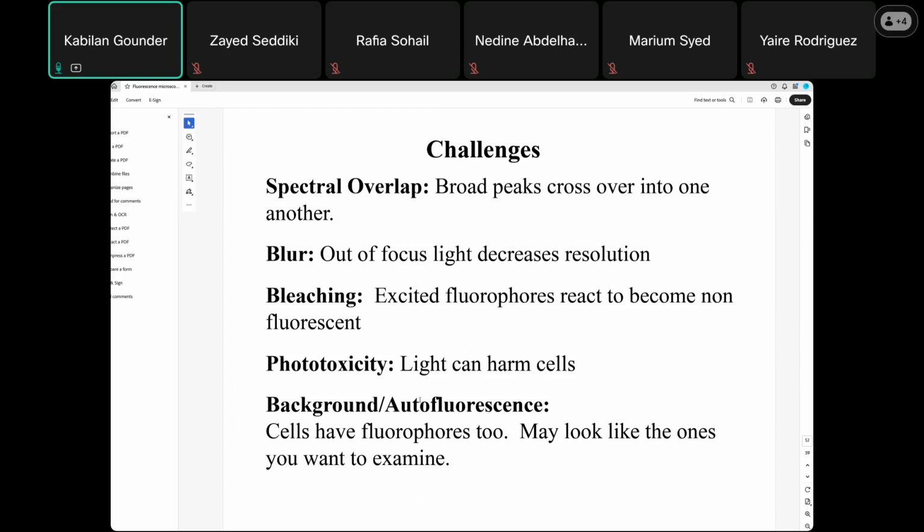Also, with bleaching, the excited fluorophores react to become non-fluorescent if you keep it for a longer time. Also, due to phototoxicity, the light source used to observe this will also harm the cells. Sometimes, there is autofluorescence or background, because the cells have fluorophores too, that may interfere with what you want to examine. So that is another drawback, and that's why we want to use controls. If you have different controls, then you can overcome this background and autofluorescence.